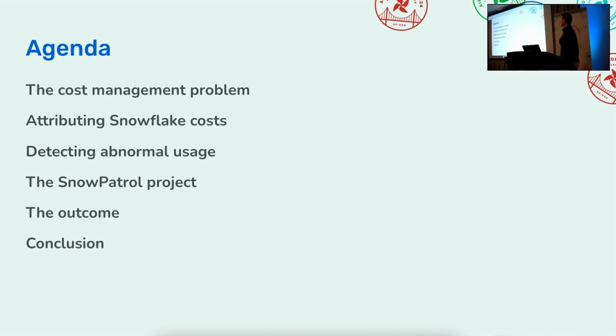Today we're going to talk about that cost management problem, how we can attribute Snowflake costs to DAGs and tasks in Airflow, and how we can detect abnormal usage in our different Snowflake warehouses. I'll also introduce a Snow Patrol project that we've built to solve that, and how you can use that today. And finally, I'll show some outcomes, some dashboards that we've built for the team to help track things.